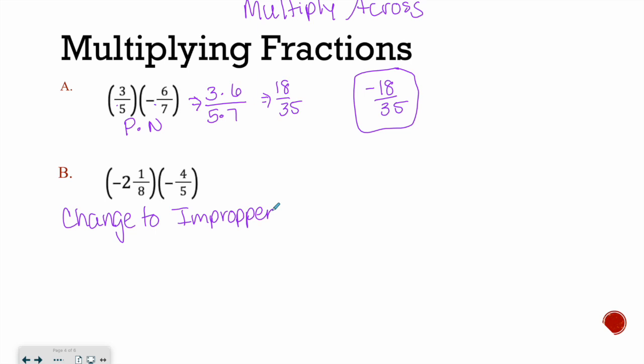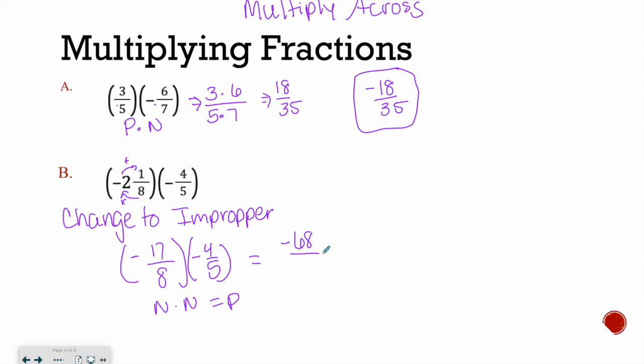8 times 2 is 16, plus 1 is 17. So I have negative 17/8 times negative 4/5. And we have a negative times a negative, so my answer is going to be positive. 17 times 4 is 68, positive 68. And 8 times 5 is 40.